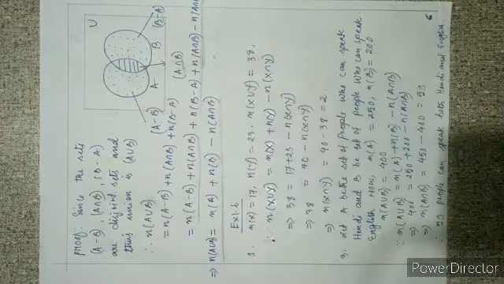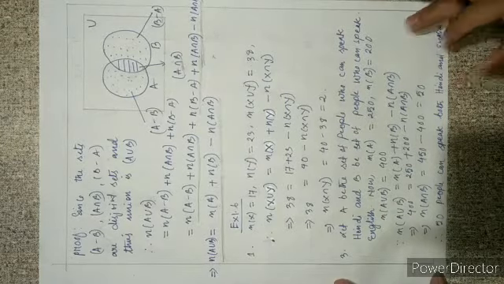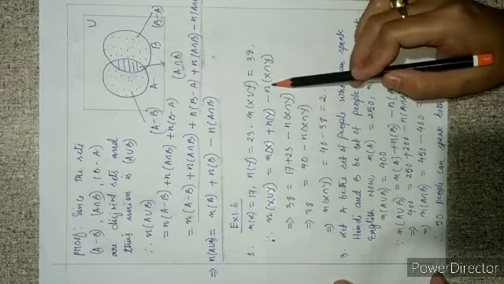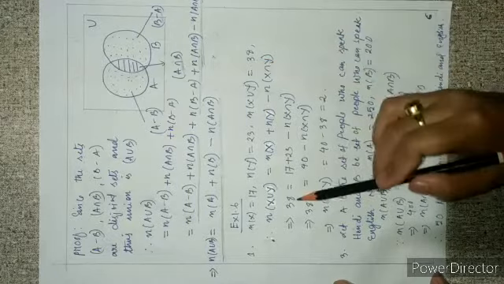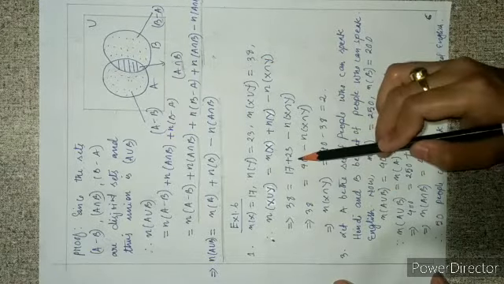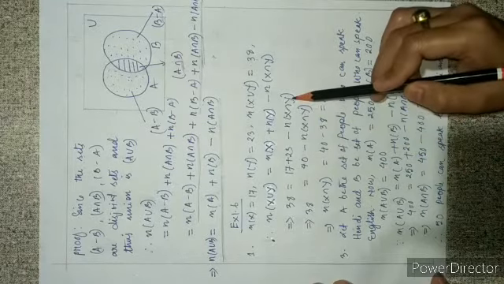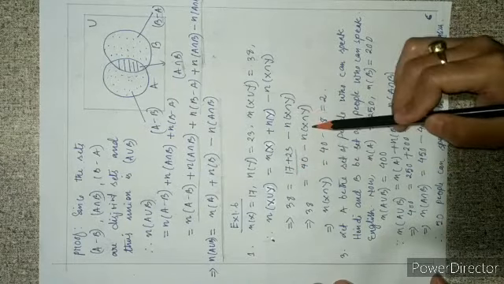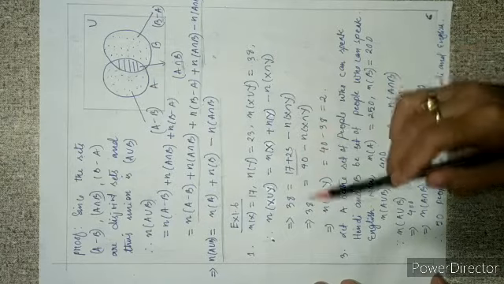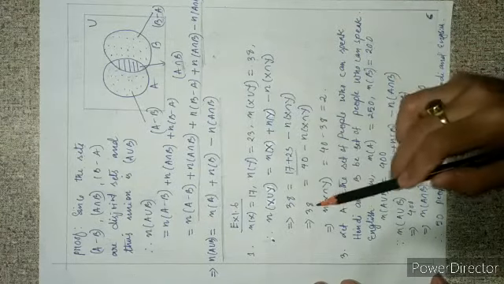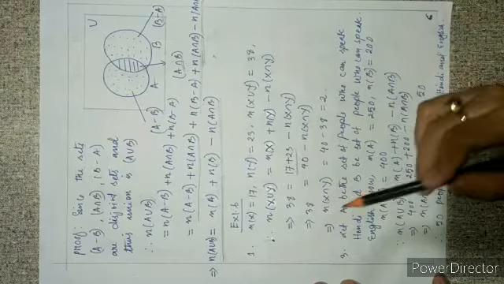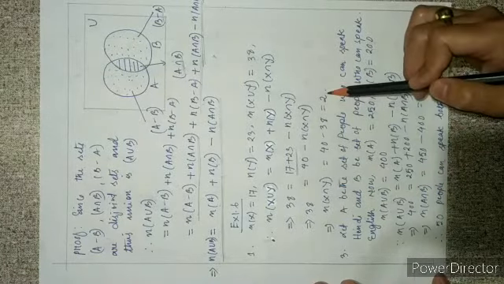Number of x union y will be equal to number of x plus number of y minus number of x intersection y. From the given condition, left hand side is equal to 38, number of x is 70, number of y is equal to 23, minus number of x intersection y. The sum of these two terms, 70 plus 23 is equal to 93. Then interchange this term and this term, and 93 minus 38 is equal to 55. Number of x intersection y is 55.